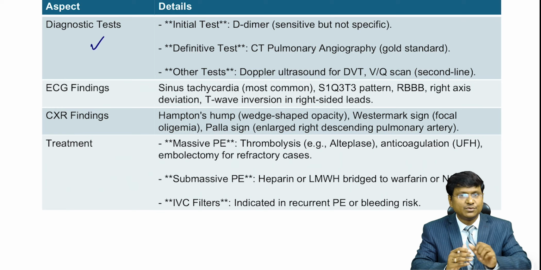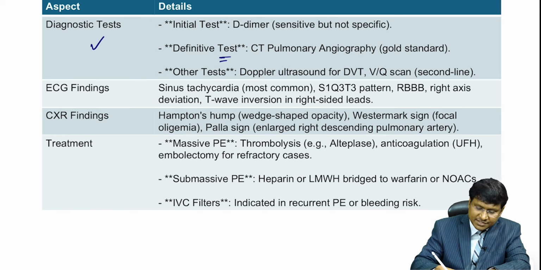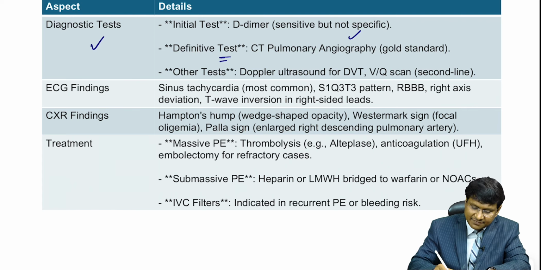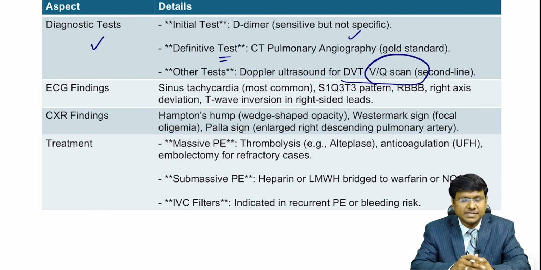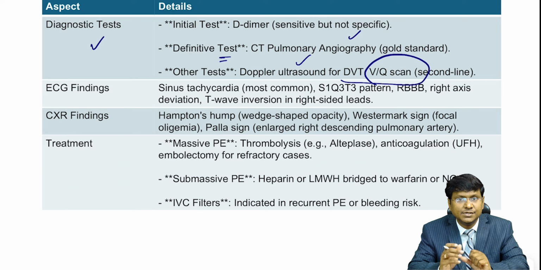Then if you take the diagnostic test, the initial test will be D-dimer. D-dimer is a screening test, but it is not specific, it is only sensitive. And what is the definitive test? The definitive test will be the CT pulmonary angiography, right? And what is the second best investigation? The second best investigation will be the ventilation perfusion scan, and these patients require the Doppler ultrasound for deep vein thrombosis. So this is about the workup: D-dimer, CT pulmonary angiography, then Doppler ultrasound and VQ scan.